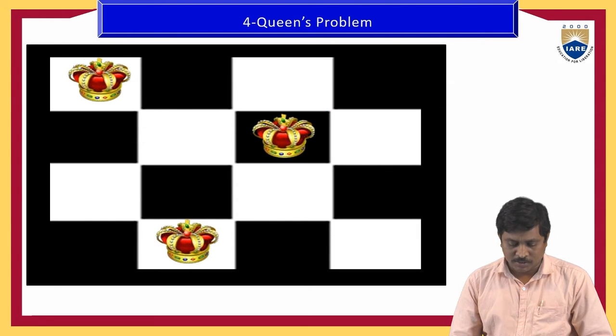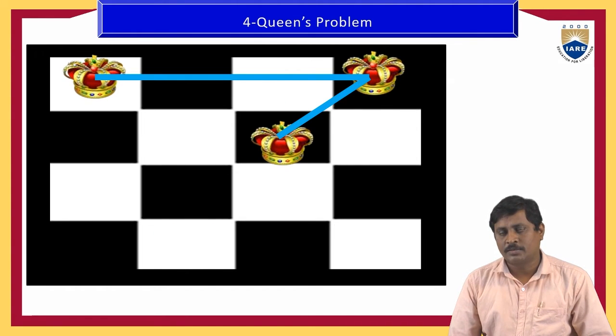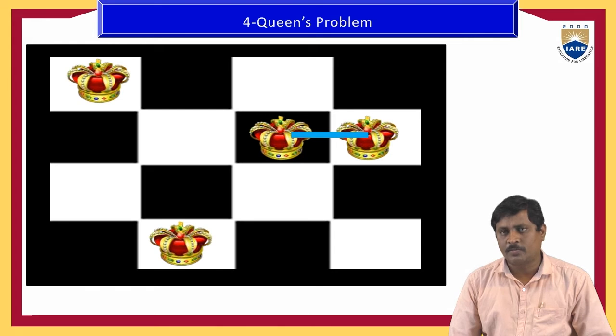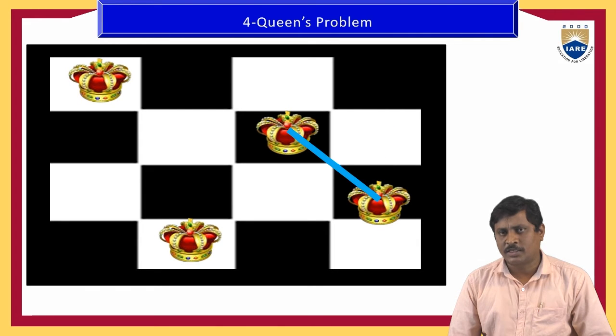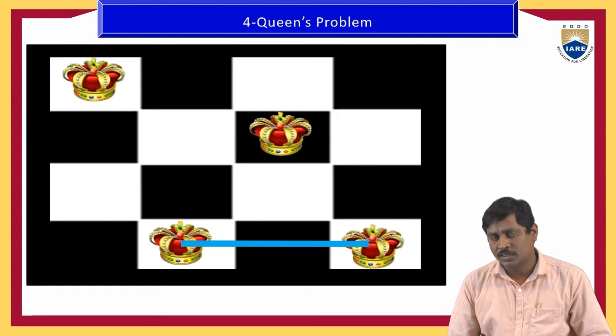Next we place here. This is not diagonal to this one, so place here. We place the next one here. Here we see where we can place. We cannot place there, and here also not there. They are diagonal, these two queens, and these two queens are in the same row.